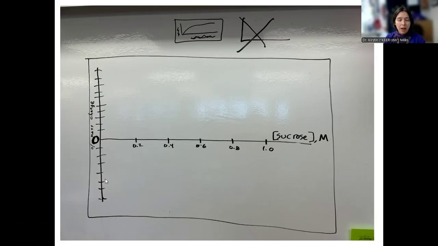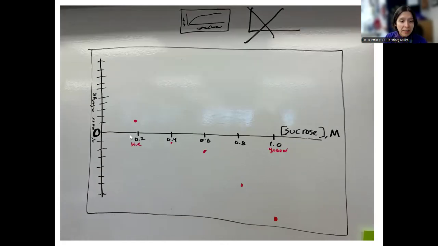We made an axis that looks like this. Then we graphed our points. I will tell you that the blue solution is 0.2 molar and the yellow solution is 1.0 molar. I'm not sure which ones these are. Your data might vary. And I plotted those data points.